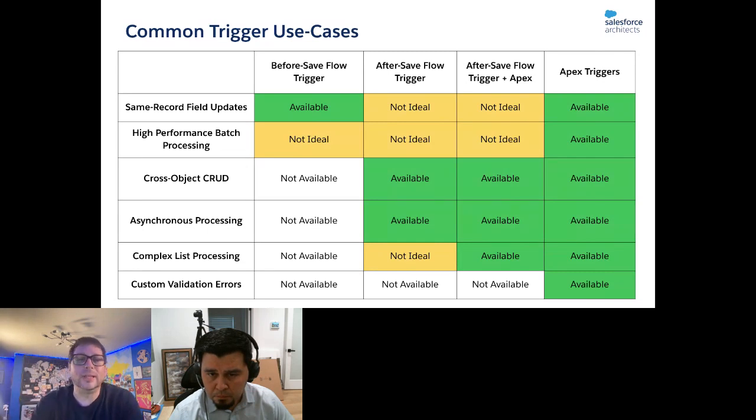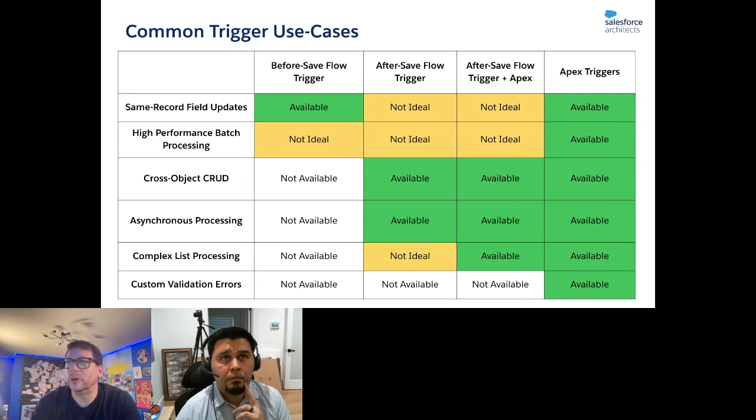If you go down the left-hand column, if you see something that says not ideal, it basically says it's technically possible to use this tool to do this thing, but it's not the best way to do it. There's a lot of considerations, and if you see, for example, an after save flow trigger being used to make a same record field update, you might want to ask yourself, is this really the best way to be doing it? Or, should we be thinking more about a before save trigger?